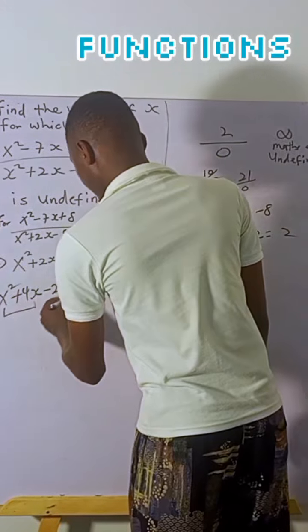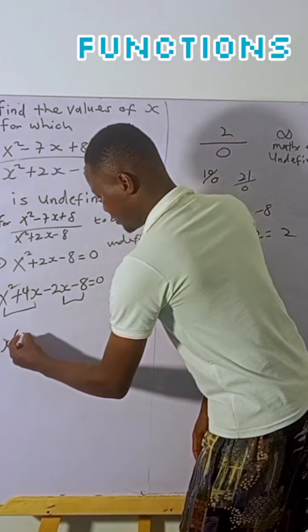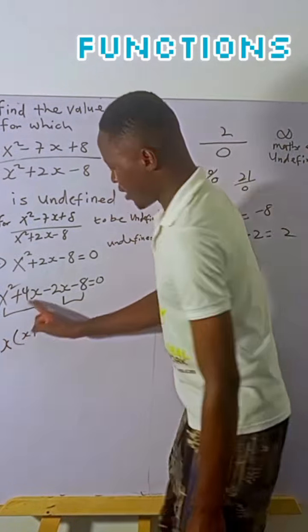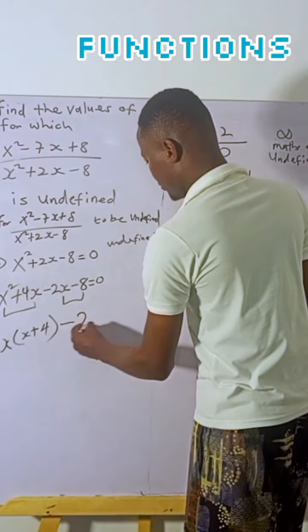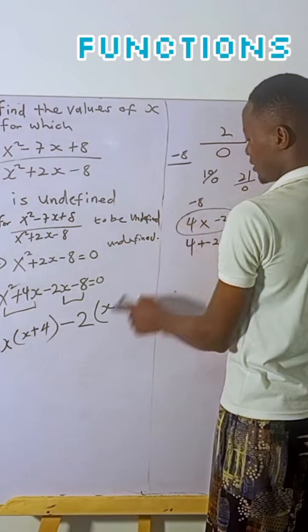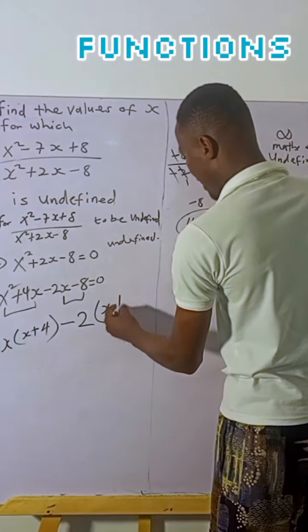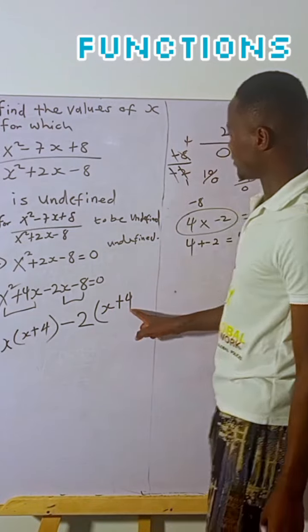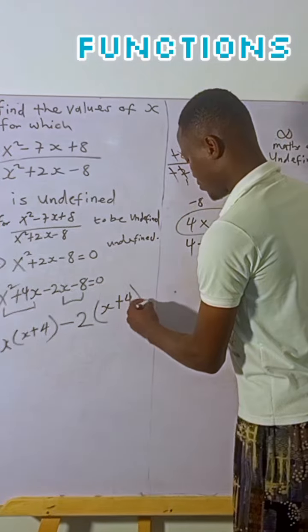We solve this, we solve that. By solving this, we factorize x out. So we have x, x squared over x is x, plus 4x over x is 4. Then negative 2 also goes out: negative 2x over negative 2 gives you x, and negative 8 over negative 2 gives us plus 4, since the negatives cancel. And it's equal to 0.